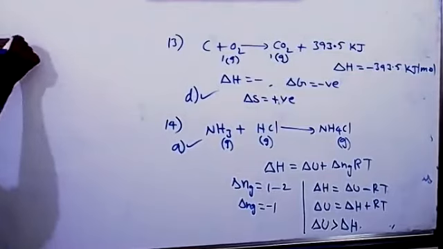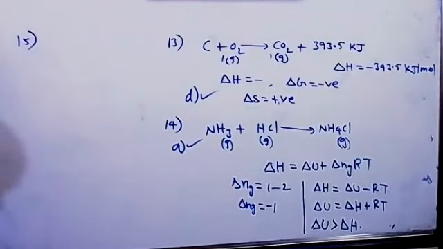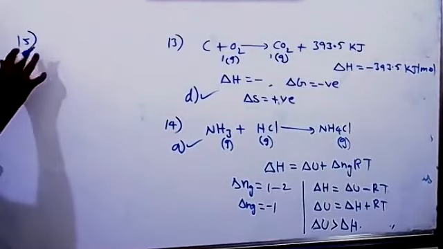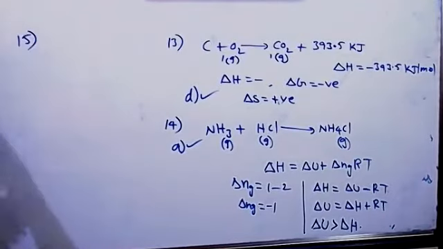Next, 15. One mole of which of the following has the highest entropy? Mercury, now mercury is a liquid. Diamond, it is solid. Liquid nitrogen, it's clearly mentioned that it is a liquid. And hydrogen gas. So answer is hydrogen gas. Gases have higher entropy than liquids and then solids. D is the correct answer.